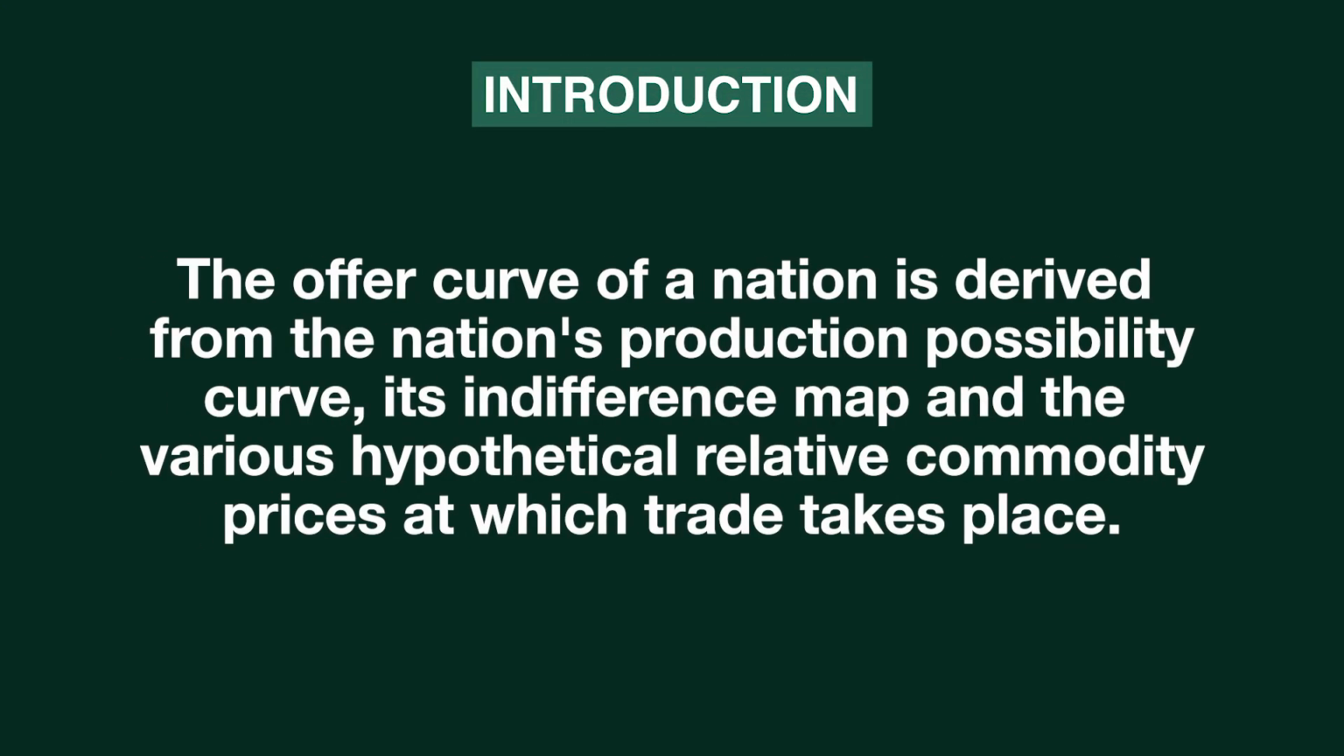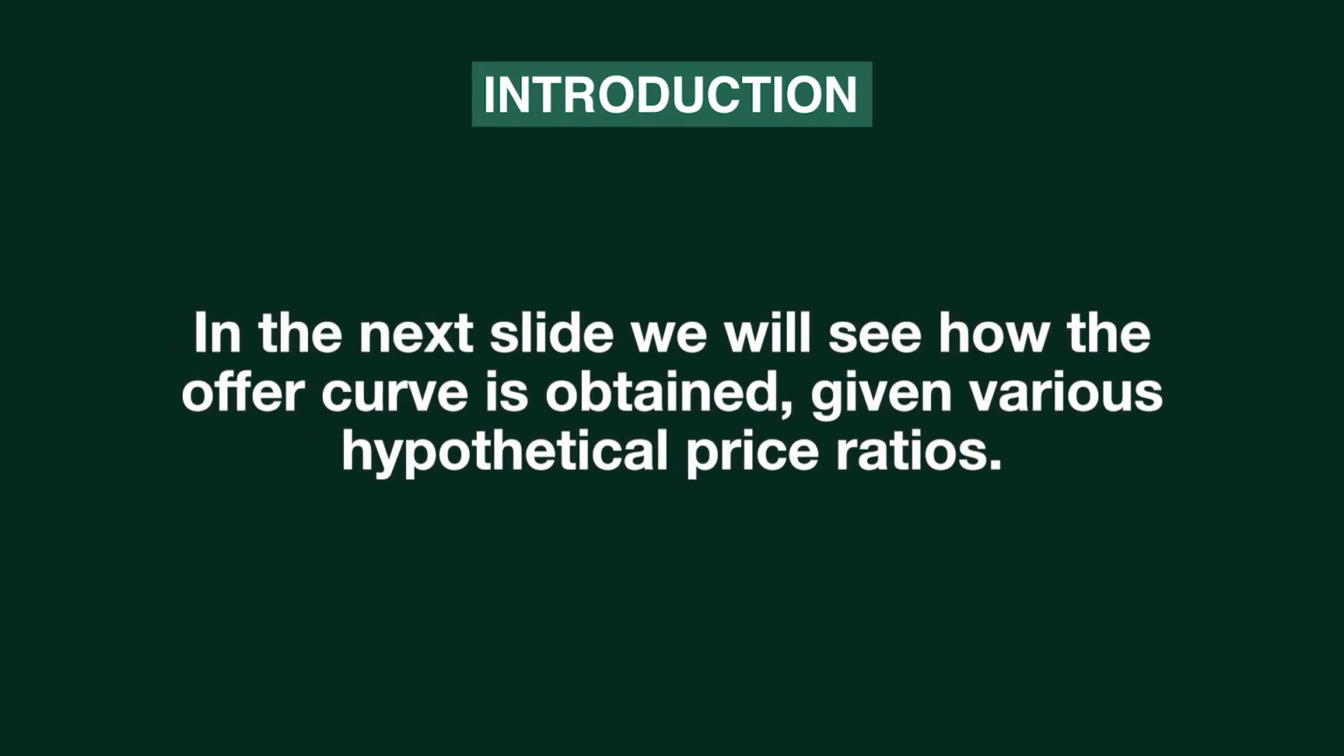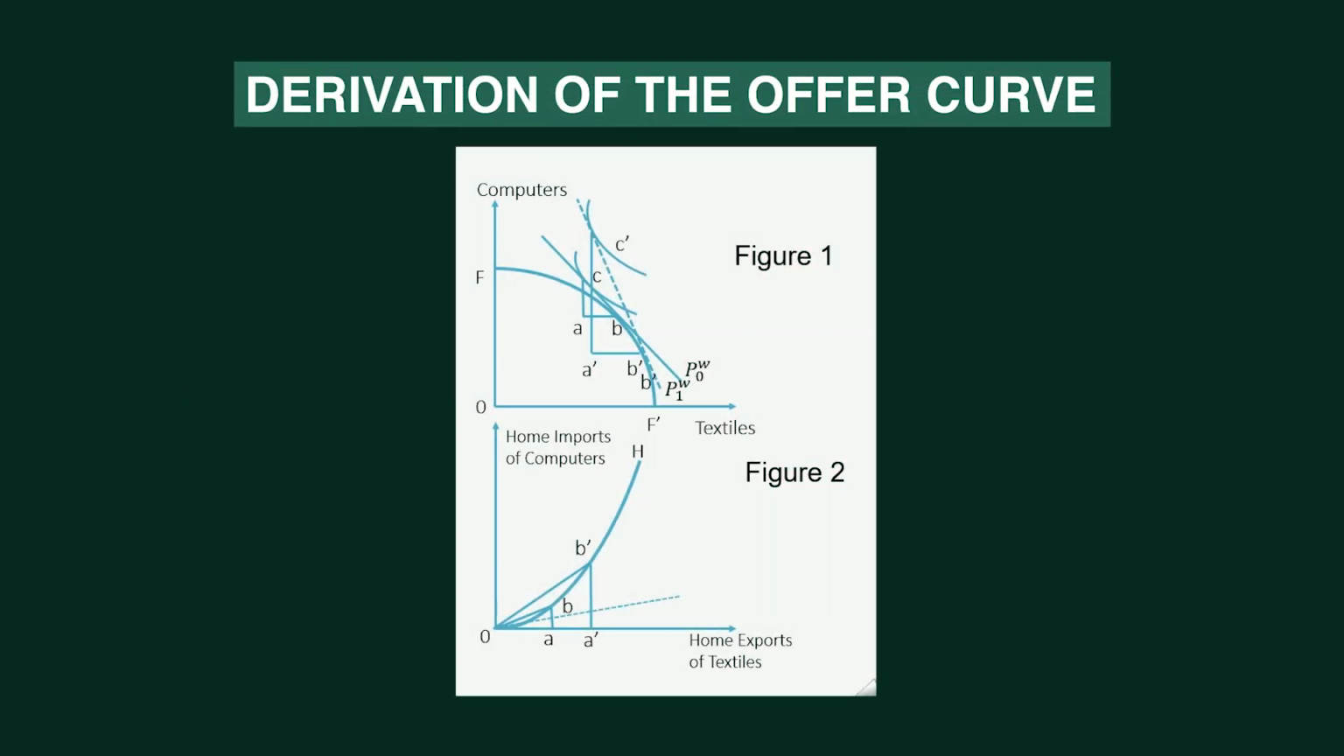And the offer curve of a nation is derived from the nation's production possibility curve and its indifference map and the various hypothetical relative commodity prices at which trade takes place. I will explain these things in more detail using a diagram. So our next target would be to explain the derivation of the offer curve in more detail. Now students, let us first focus on figure number 1. And then I will tell you how I can relate figure 2 with figure 1.